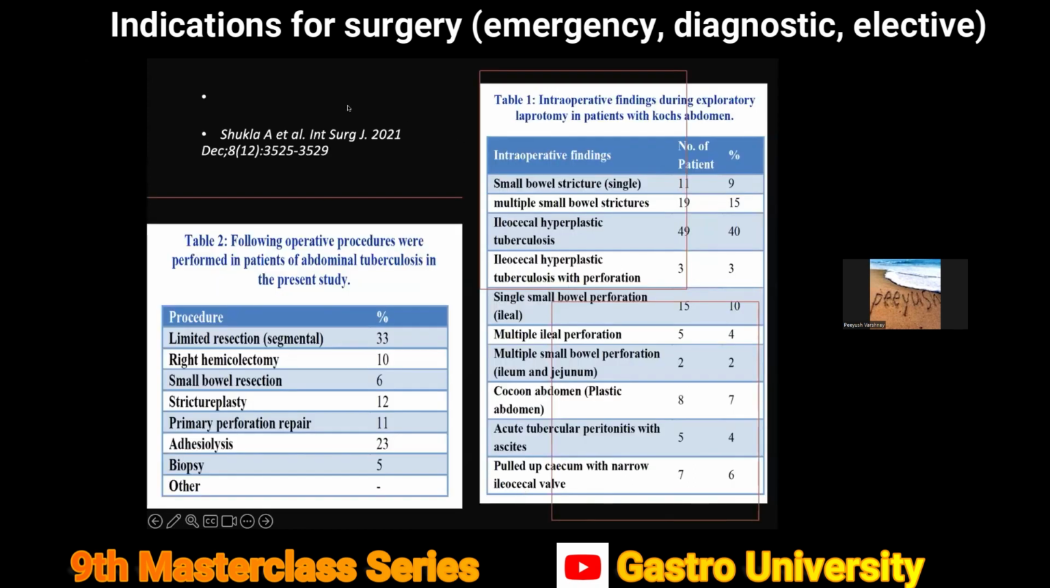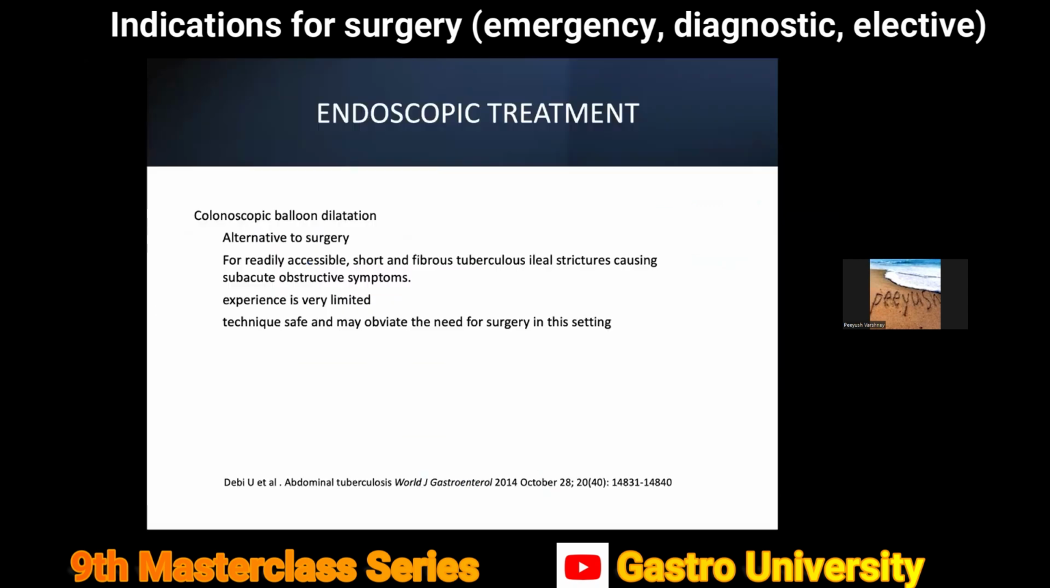This is also one of the other studies of more than 100 patients from probably Gujarat, and they have shown that the most common surgery performed is limited resection at around 33%, and the most common intraoperative findings were strictures and ileocecal hyperplastic tuberculosis when the surgery is performed for intestinal tuberculosis.